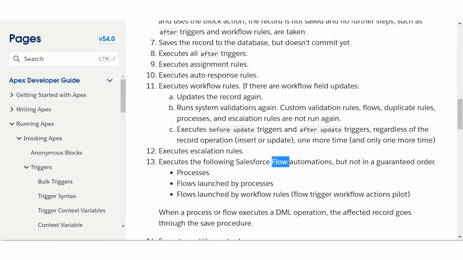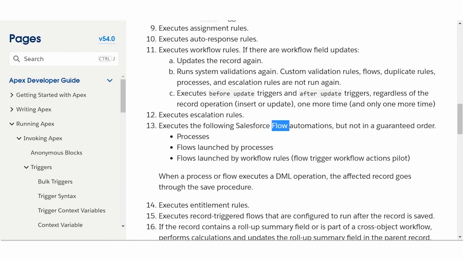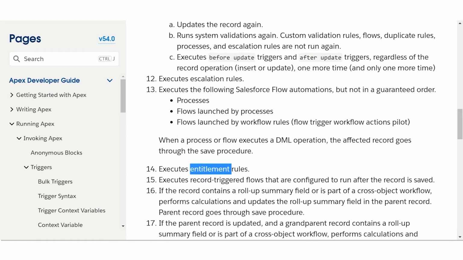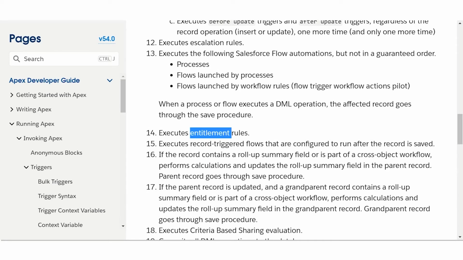We're going back to Salesforce Flow automation, which are executed in the following order, but not guaranteed. Then we're at number 14, and we're going to entitlement rules. This is also related to Service Cloud. So what is the service level that's entitled to my customer? There's a bunch of rules that dictate that, and the order of execution. We'll run through those rules at this stage.